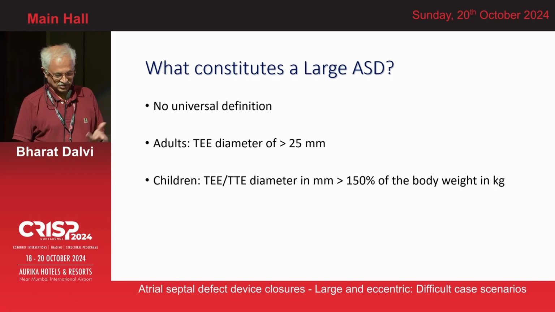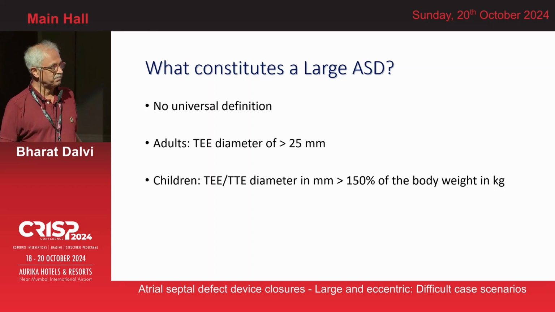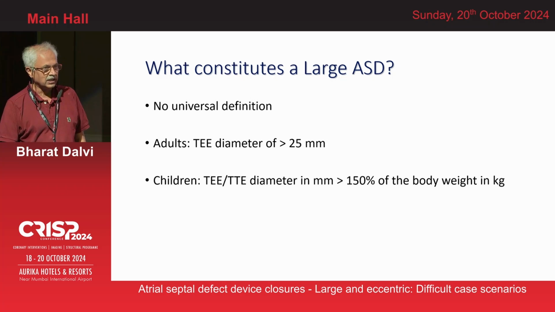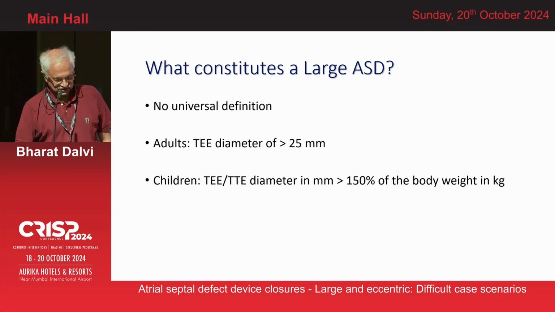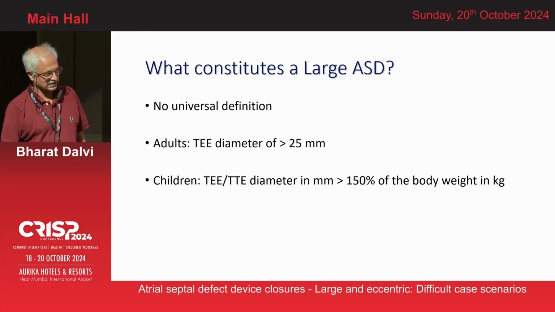Conclude the session, or probably the meeting, with this talk. So let me begin by asking this simple question as to what constitutes a large ASD. Unfortunately, there is no universal definition, but most of the groups will agree that in adults, a transesophageal echo diameter of more than 25 millimeters will be considered as large.